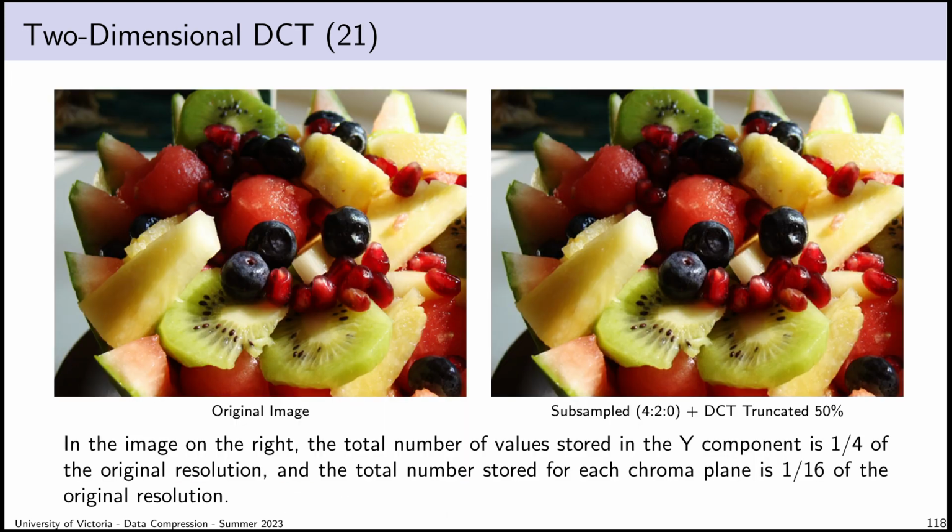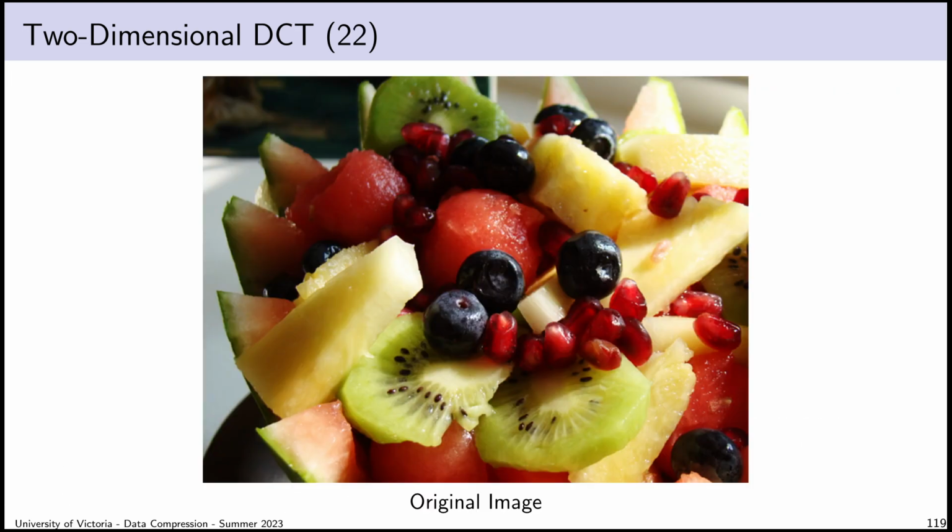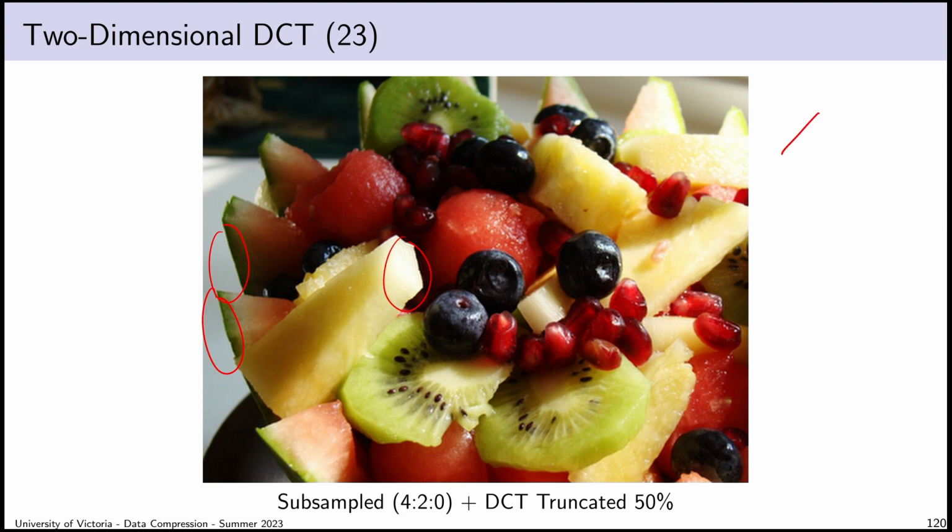Okay, so here's the fruit salad. Here's the original image. Here is where I've truncated the DCT by 50% after subsampling. So now the image is being stored in less than 1/4 of its original size. And I don't notice too much that's wrong. If I know to look for the ripple effect, I can see it here. I can see it happening on the edges of the watermelon in the background. But I don't see too many other noticeable artifacts, and even those are relatively subtle. And again, this is now less than 25% of its original size.